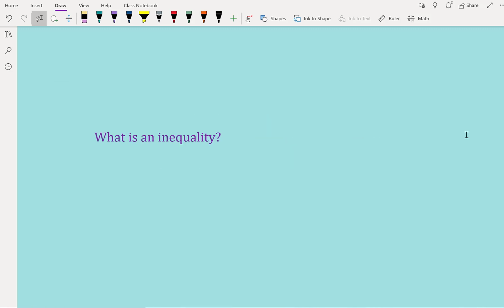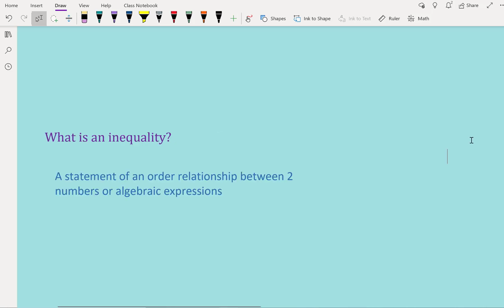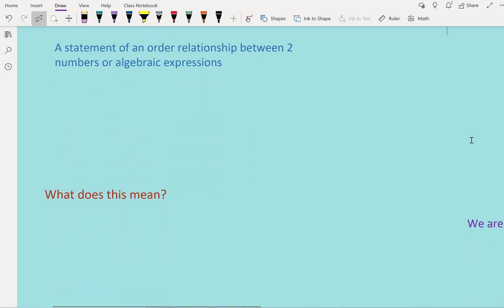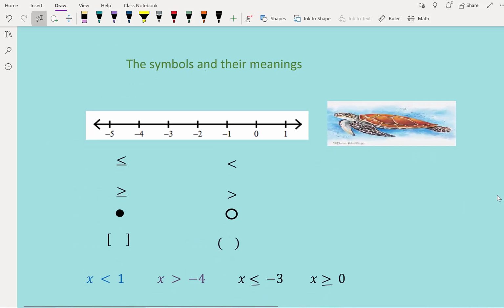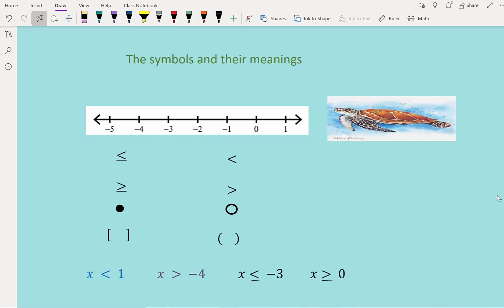All right, so the first thing we need to talk about is what is an inequality? An inequality is a statement of an ordered relationship between two numbers or algebraic expressions. That is the official definition, but what does that actually mean? It means that we are comparing two numbers or expressions together. That's really all that it means. So let's take a look at the symbols and their different meanings.